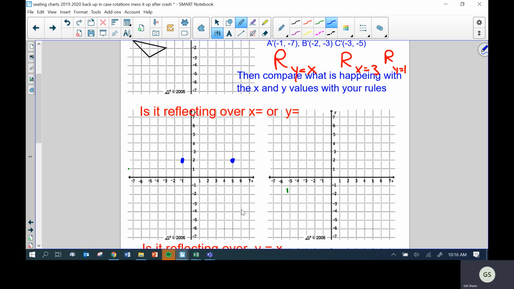And they say, is that reflected over the X-axis, the Y-axis, Y equals X, Y equals -X, or X equals some number, or Y equals some number? You got to figure out, well, which one, is it reflected over the Y-axis, first of all? Is that a reflection over Y?